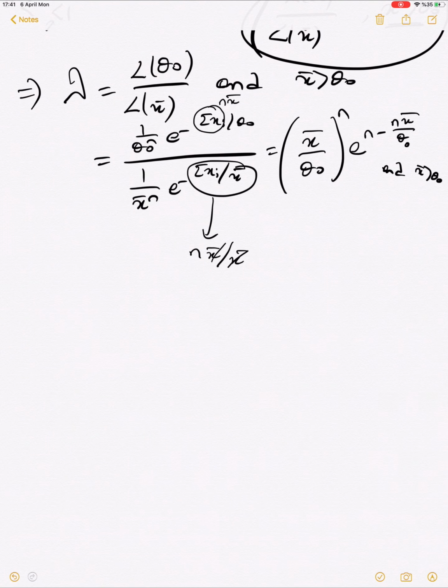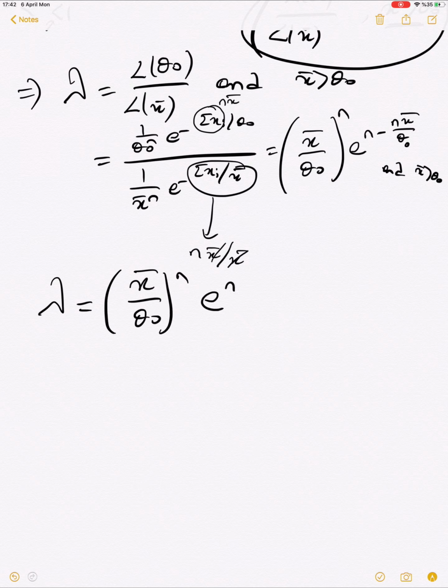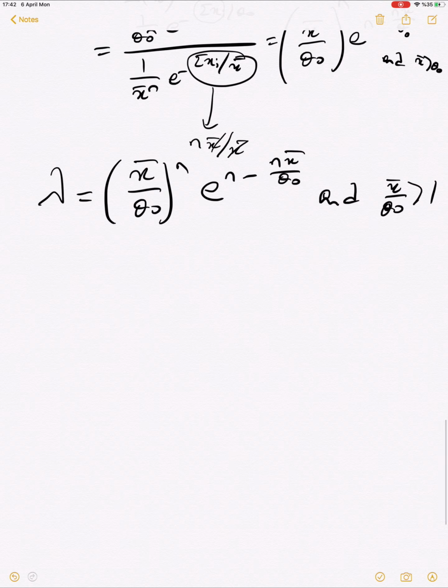Okay, so our now likelihood ratio, lambda, let's write it again: x bar over theta 0 to the n, e to the n minus n x bar over theta 0. And we have our constraint. Let's write it in terms of x bar over theta 0 again. So in the question, it's asked to find the likelihood ratio in terms of x bar over theta 0 and n. So we accomplished that.